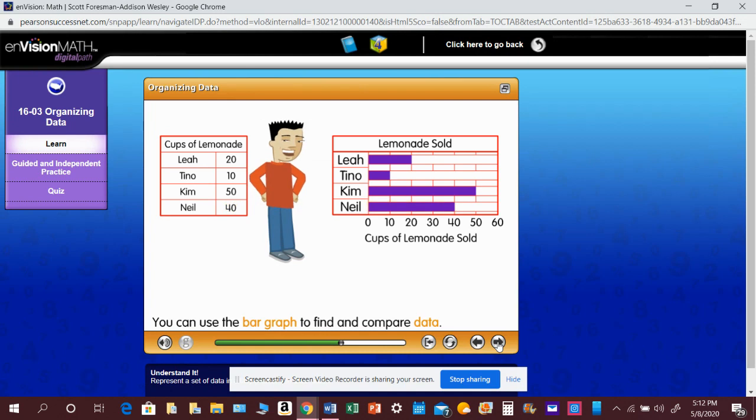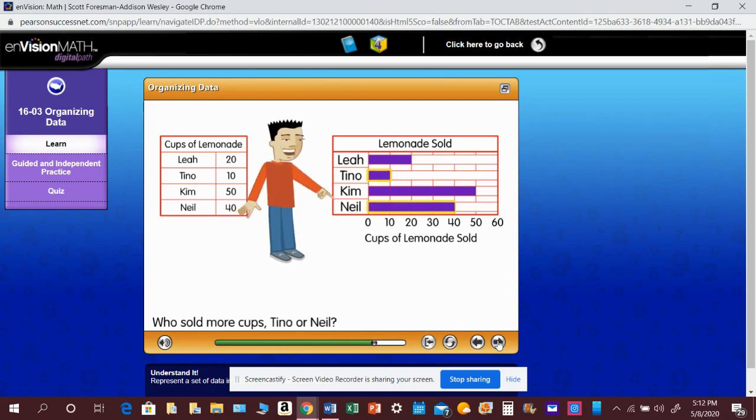You can use the bar graph to find and compare data. Who sold the most cups? So to tell that, of course, you can look at the numbers, but you can quickly see that the longest bar would be the most cups. So Kim sold the most cups. The shortest bar would be the least amount of cups, which would be Tino. Kim sold the most cups. Who sold the fewest cups? Tino sold the fewest cups.